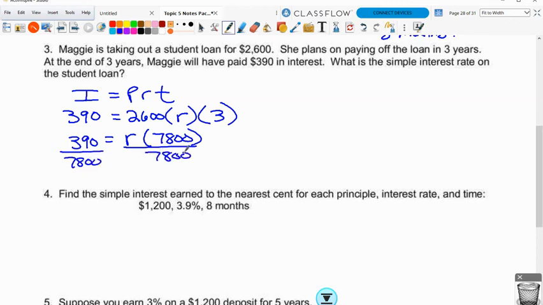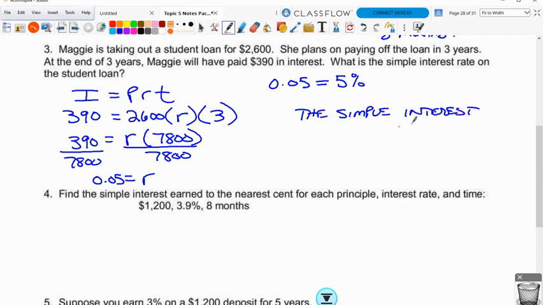Okay, when we do that on the right-hand side, 7,800 divided by itself is 1, which leaves us with r. And on the left-hand side, 390 divided by 7,800 gives us a decimal of 5 hundredths. So our rate in decimal form is 5 hundredths. We're going to convert that back into a percentage, move the decimal 2 times to the right, and that is equal to 5%. So we can say the simple interest rate is 5%.